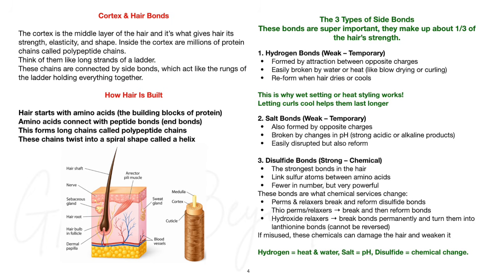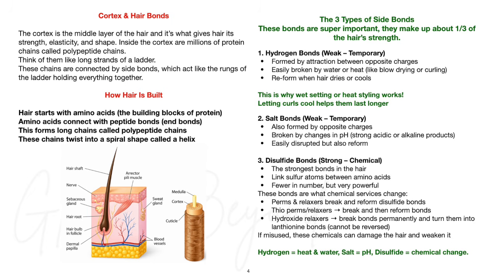How hair is built. Hair starts with amino acids, again, the building blocks of protein. Amino acids connect with peptide bonds. This forms long chains called polypeptide chains. These chains twist into a spiral shape called a helix.